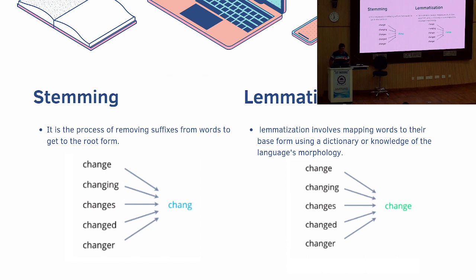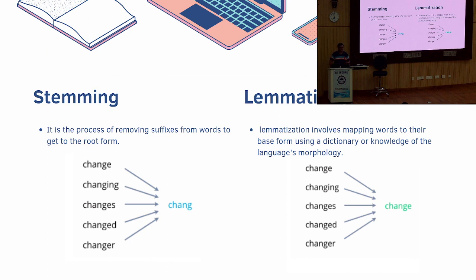While lemmatization involves mapping words to their base form using a dictionary or knowledge of language morphology. In this, change, changing, changes, changed, changer will convert into the word change. Change has a real meaning, while the word chang does not have a meaning. So stemming is just removing the suffixes, while lemmatization is mapping the words to their base form. That's why stemming is a very fast algorithm, while lemmatization is slower.